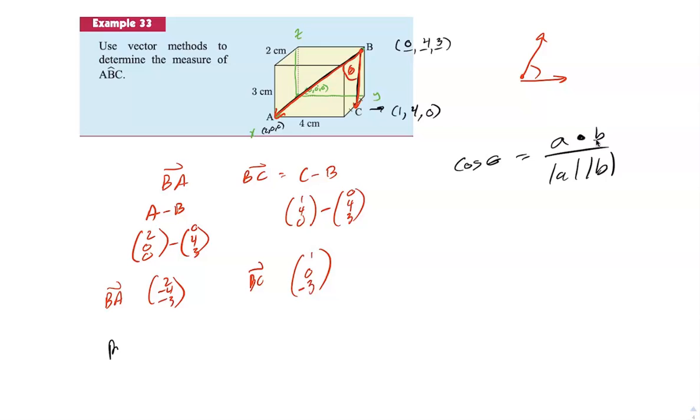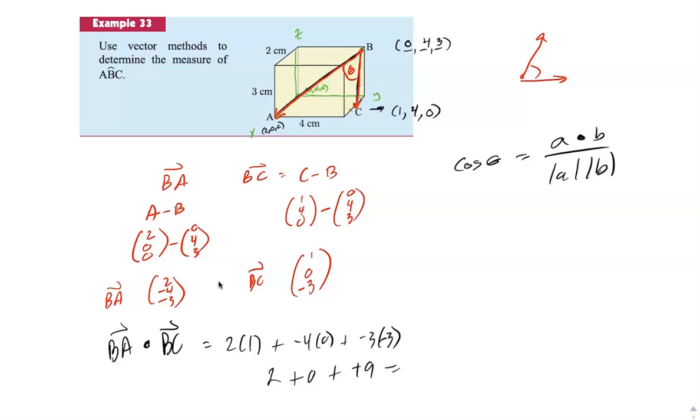So we're doing BA dot BC. Remember, all that is multiply the corresponding parts. So 2 times 1, negative 4 times 0, and add them up. Also in your formula sheets. And if I do that, I get 2 plus 0 plus negative 9. Positive 9, double negative, so I should get 11. Ooh, almost made a mistake. Okay, so that's the dot product.